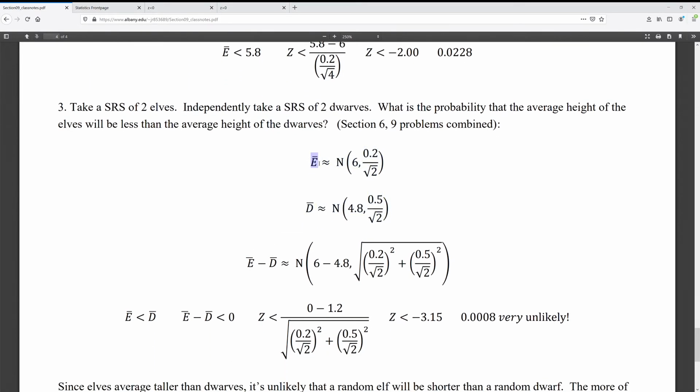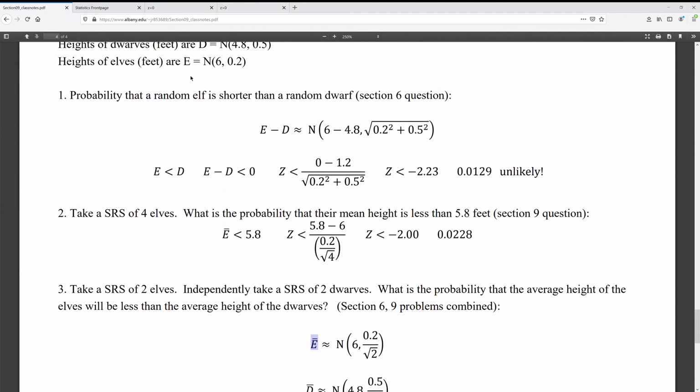So if you know how elves work, and they're normally distributed, then you know how the average of 2 elves work. And the bottom line is that the standard deviation gets divided by the square root of 2, right? If elves are normally distributed, then the average of 2 elves is normally distributed.